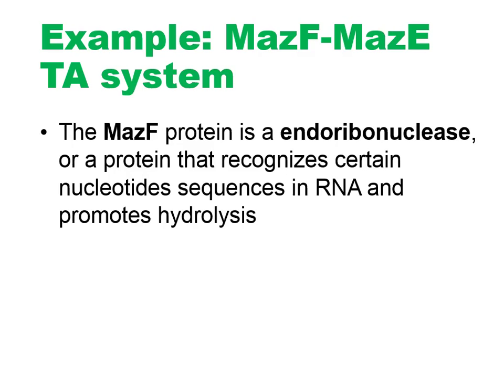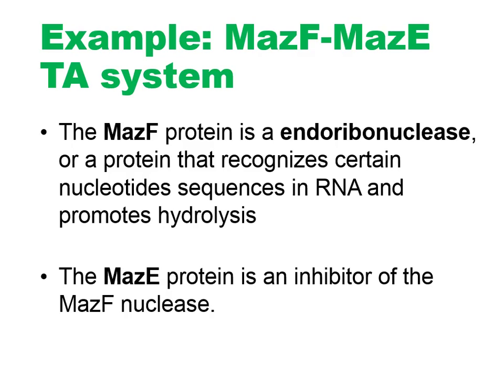Another example of post-transcriptional control is the MazF-MazE toxin-antitoxin system that is found in some bacteria. The MazF protein functions as an endoribonuclease, or protein that will recognize certain sequences in an RNA and cleave that RNA by hydrolysis, rendering that mRNA non-functional, so it can no longer be translated by the ribosome. The MazE protein can bind to the MazF nuclease and inhibit its function.